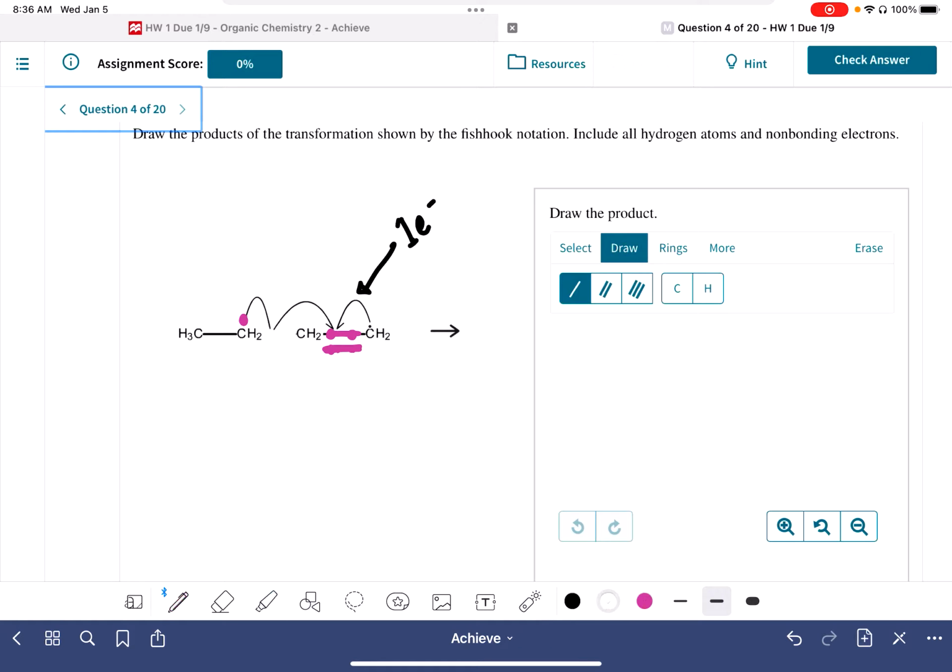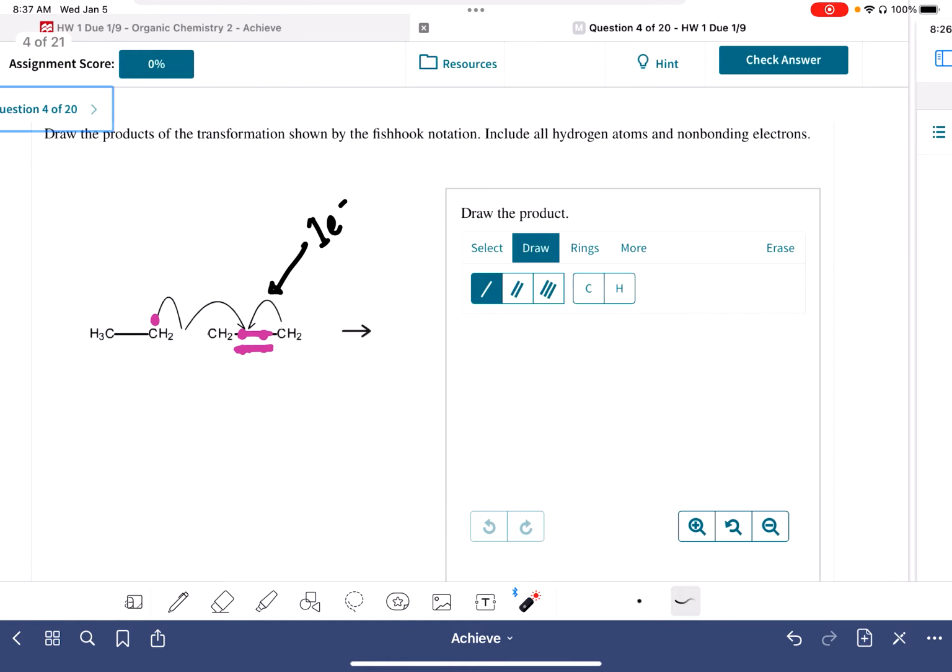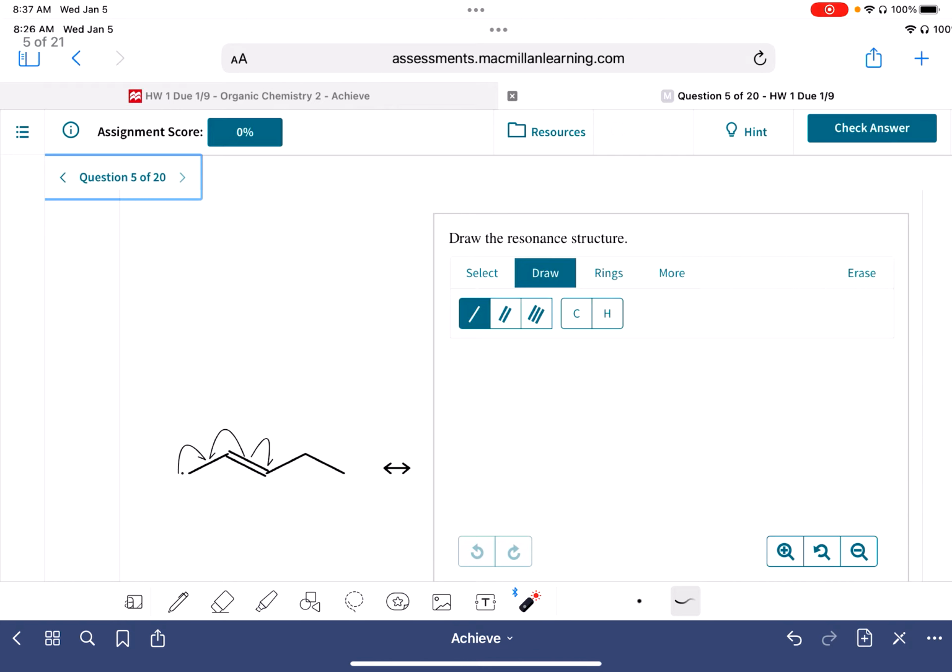And then, yes, this unpaired electron needs to go away because we moved it into this spot. So it looks like we're going to be ending with 2 things over here. We've got this molecule that we're making, and then we've got this molecule that we're making as well. You're going to have two different molecules in that box. And question number 5 is really similar.